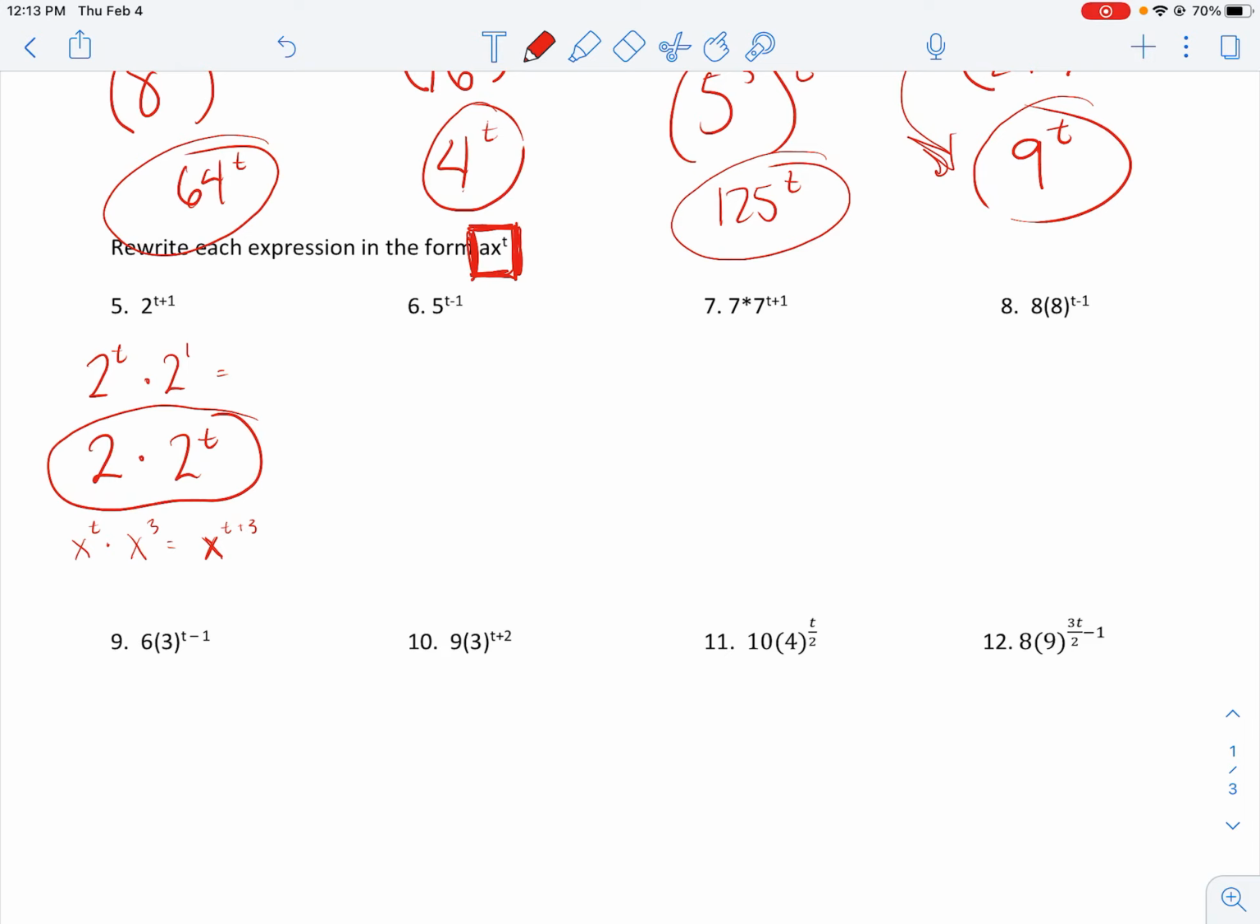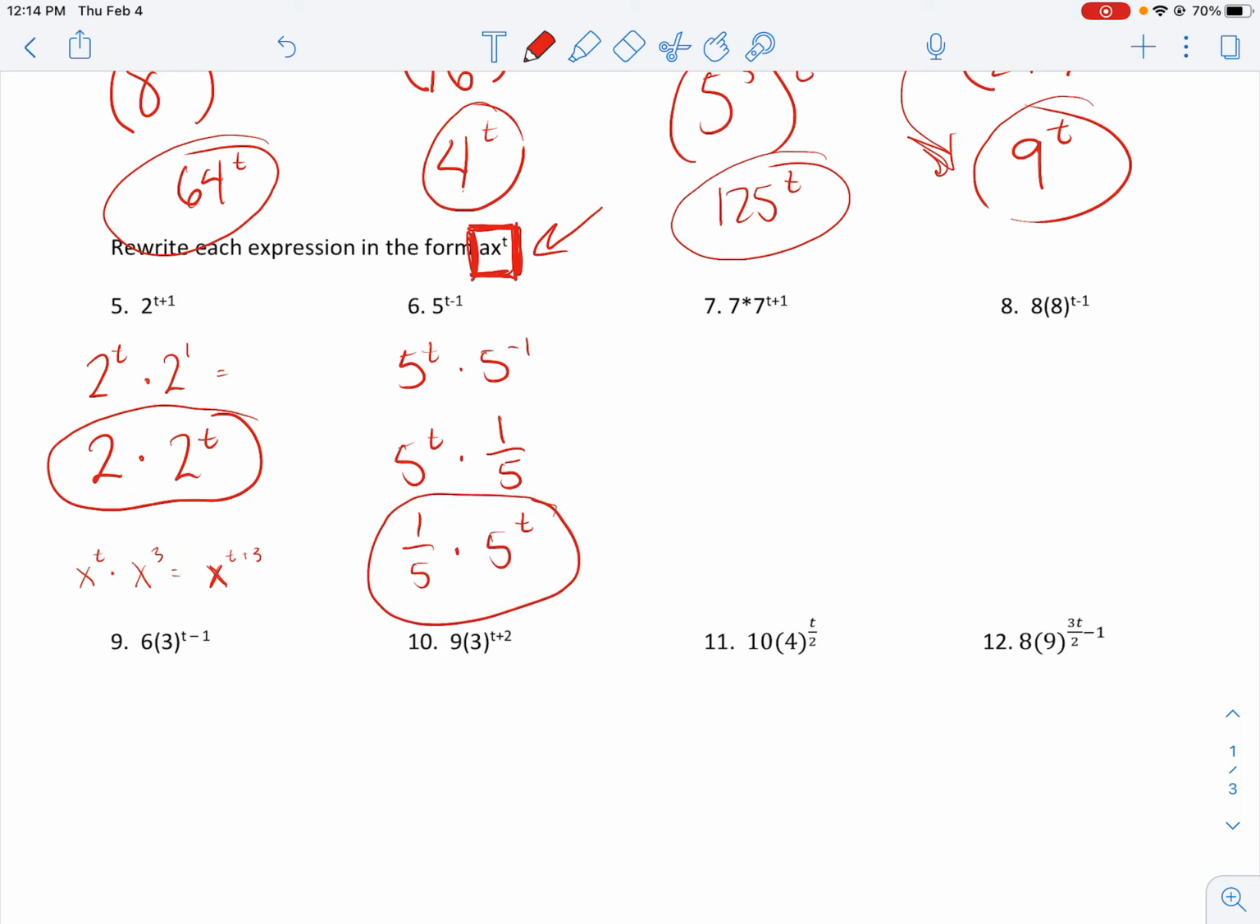Okay, that's number 5. Number 6, very similar, except now we've got 5 to the negative 1 power. Move this out of the way here. And if you recall, 5 to the negative 1 power is just 1 over 5. But again, I'm trying to get it into this form right here, so I move that 1 over 5 to the front. You have to make sure that you do that because that's what the instructions are telling us. If you left it like this, they're going to mark it wrong. So just keep that in mind.